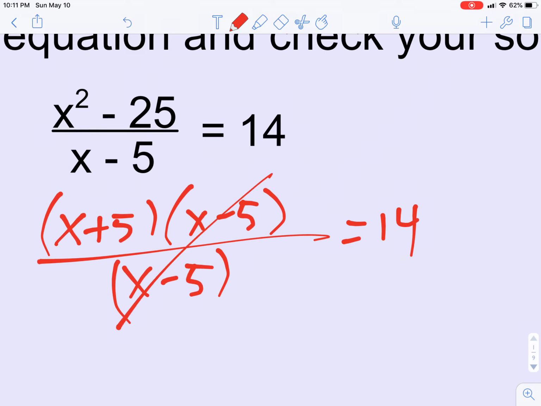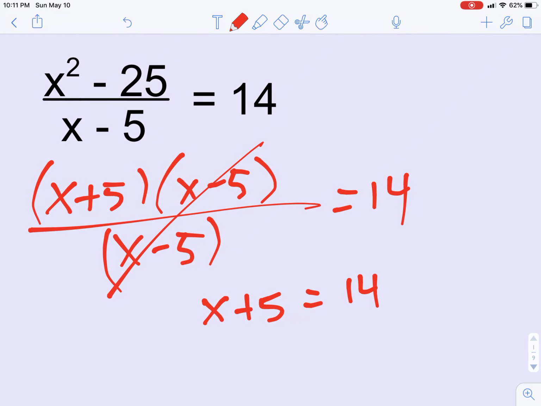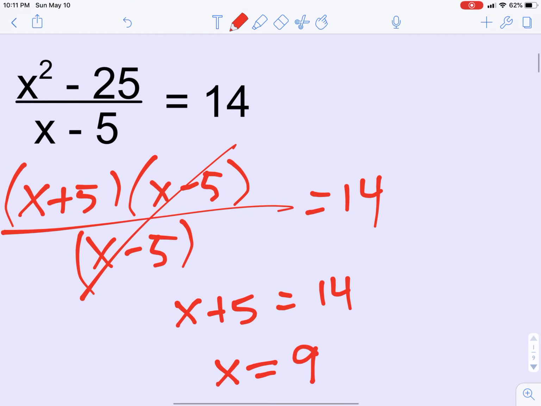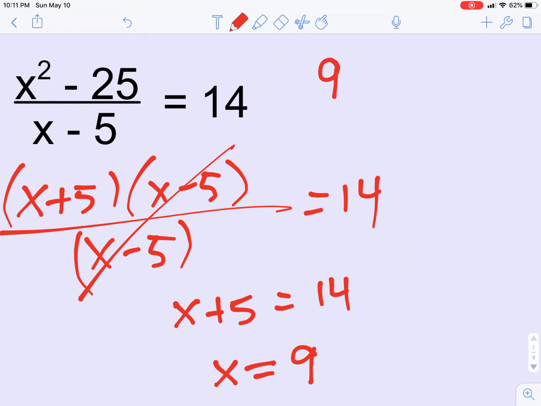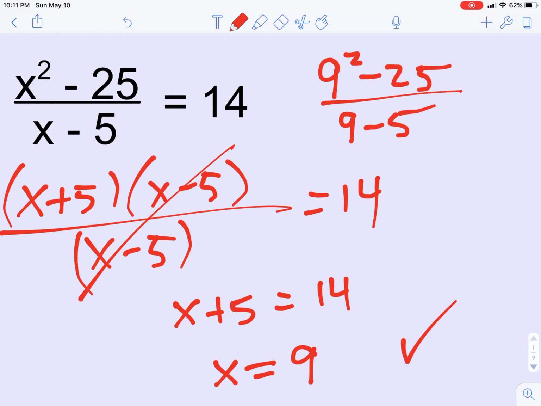The x minus 5s cancel each other out. We get x plus 5 equals 14. And then it makes it super easy. Subtract your 5 from both sides and you get x is equal to 9. Right? Then you just want to make sure you plug that back in and check your math. Hopefully that will work out for you. So we got 81 minus 25 gives you 56. 56 divided by 4 gives you 14. Life's all good. Answer works out.